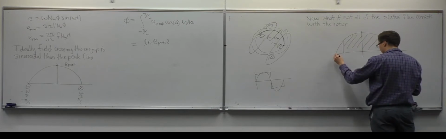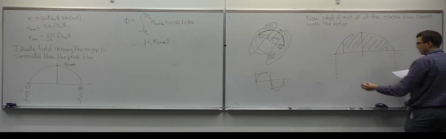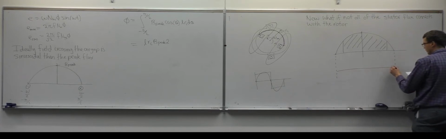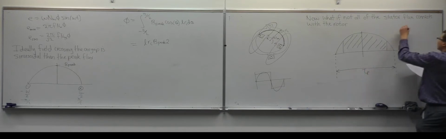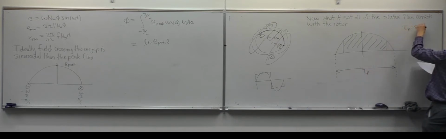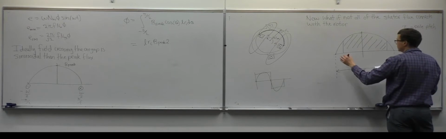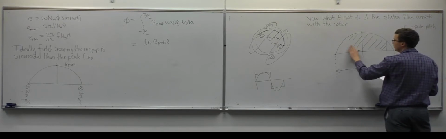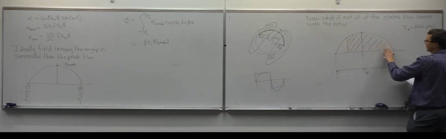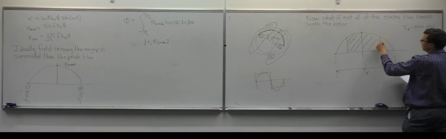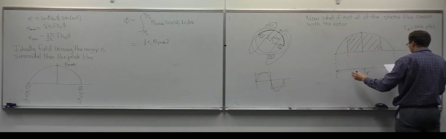So from here to here, this length is TP. Remember, TP is the pole pitch. And then, let me make it a bit smaller, make it a bit clearer. From here to here, this is the coil pitch.